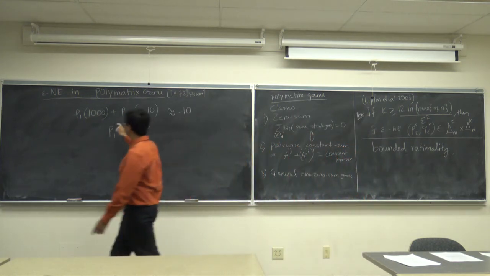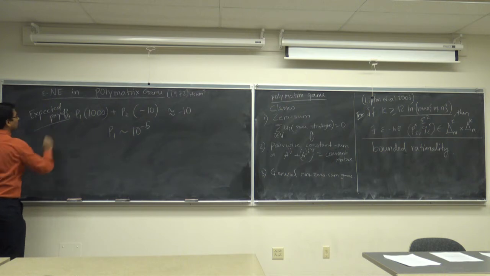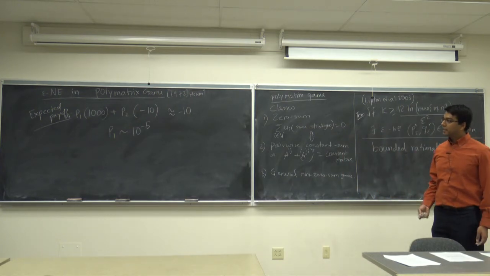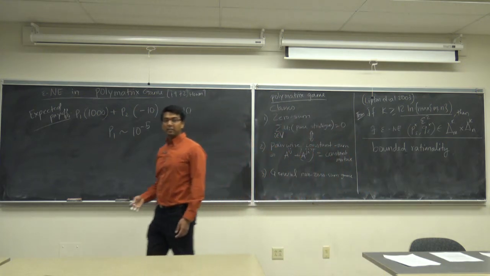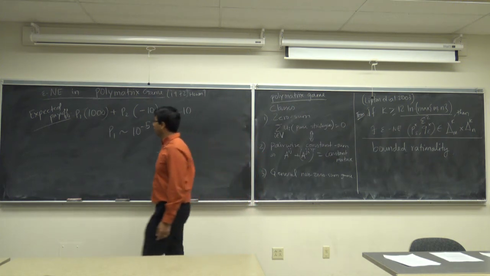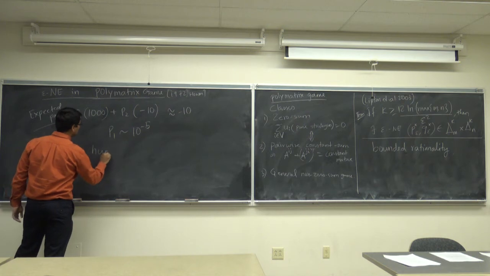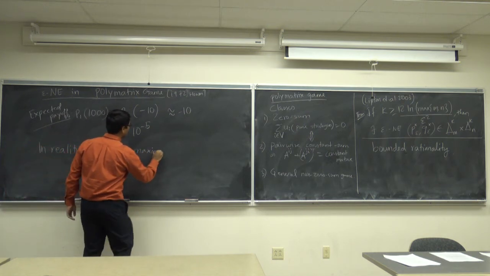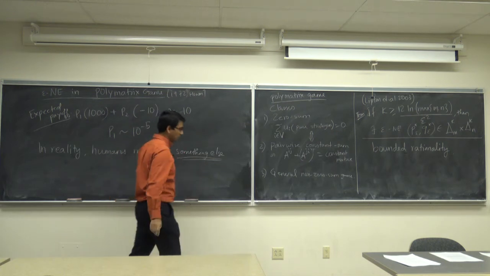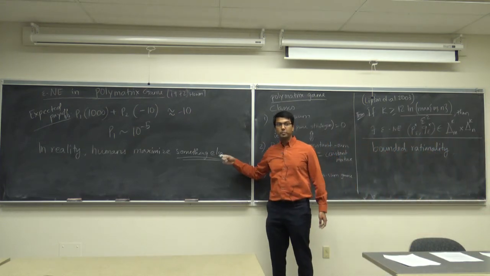This is the expected payoff, and what people are doing is not maximizing their expected payoff, but maximizing something else. Because if they were maximizing expected payoff, they would have decided not to go to the casino and they would have saved the $10 that they lost. So in reality, humans maximize something else. It's not the expected payoff. And that something else will be called prospect, and I will introduce prospect theory in the next class.